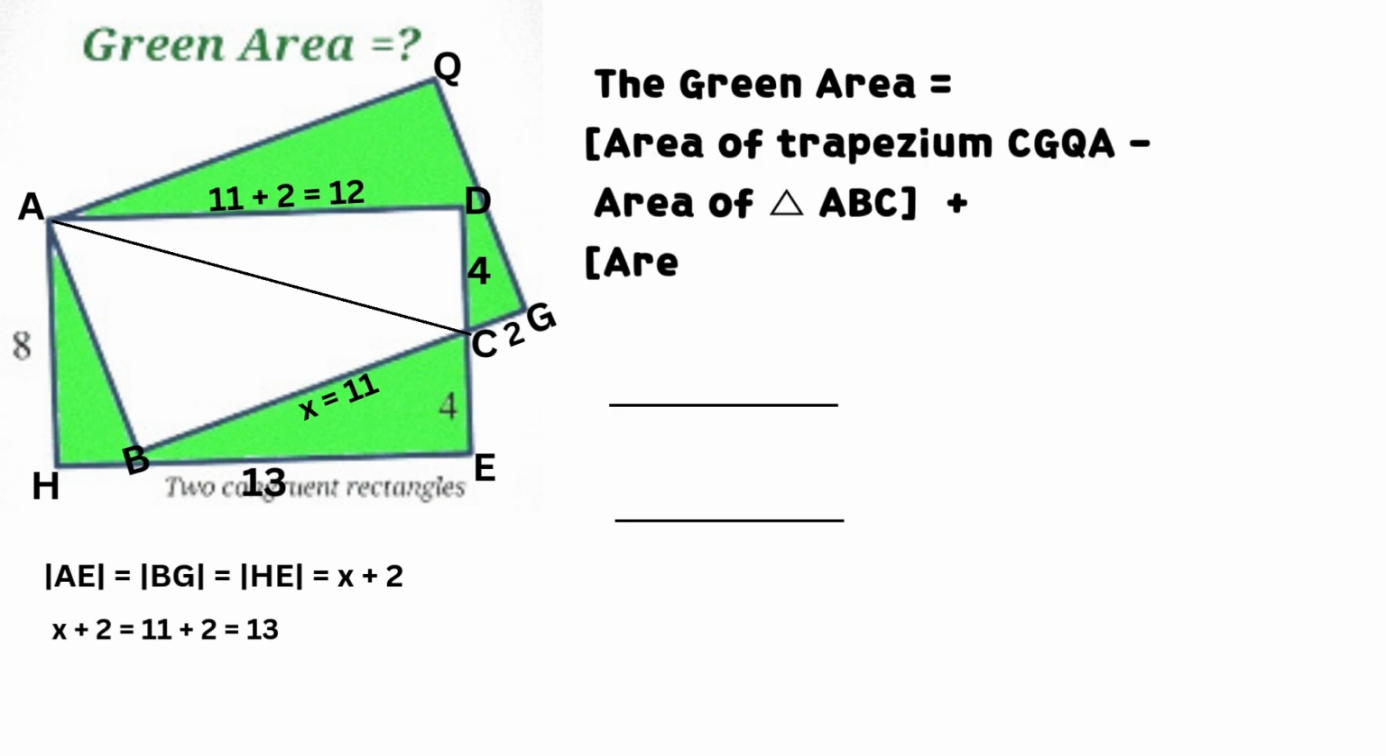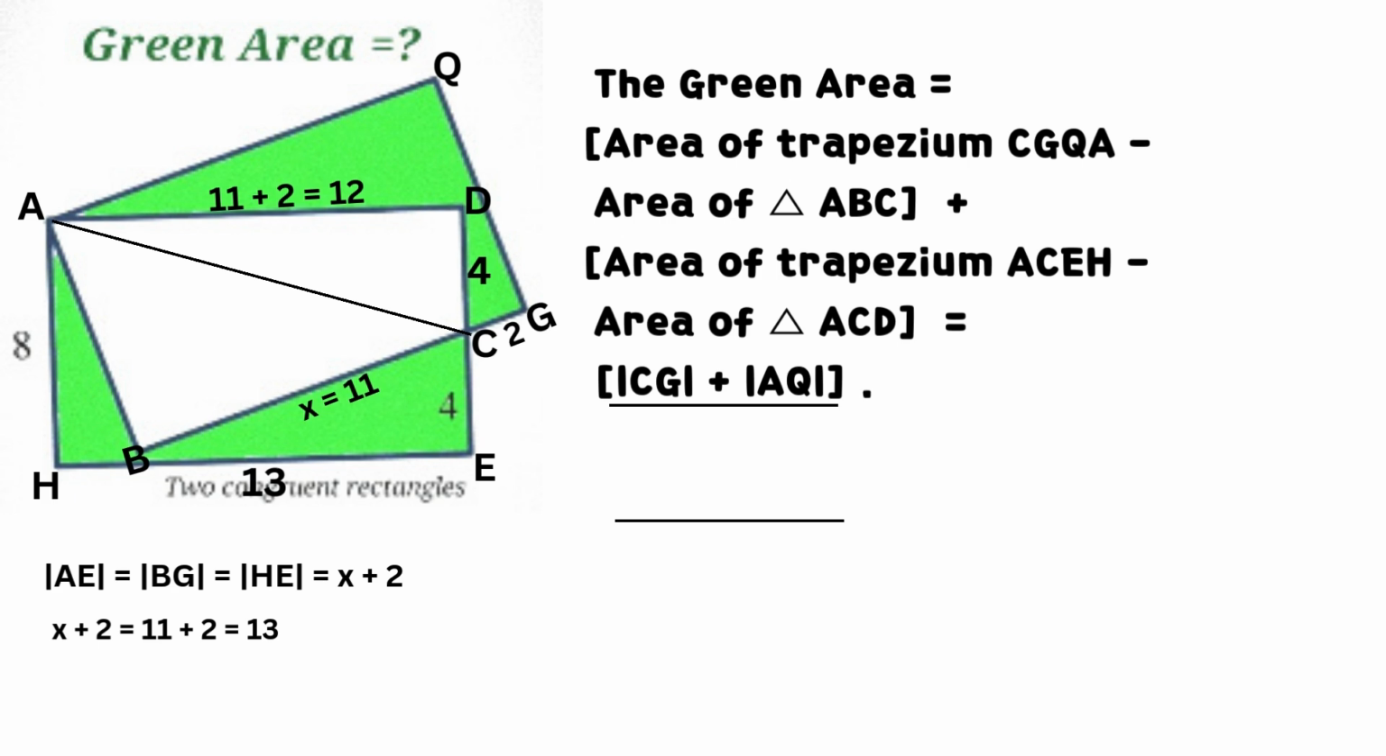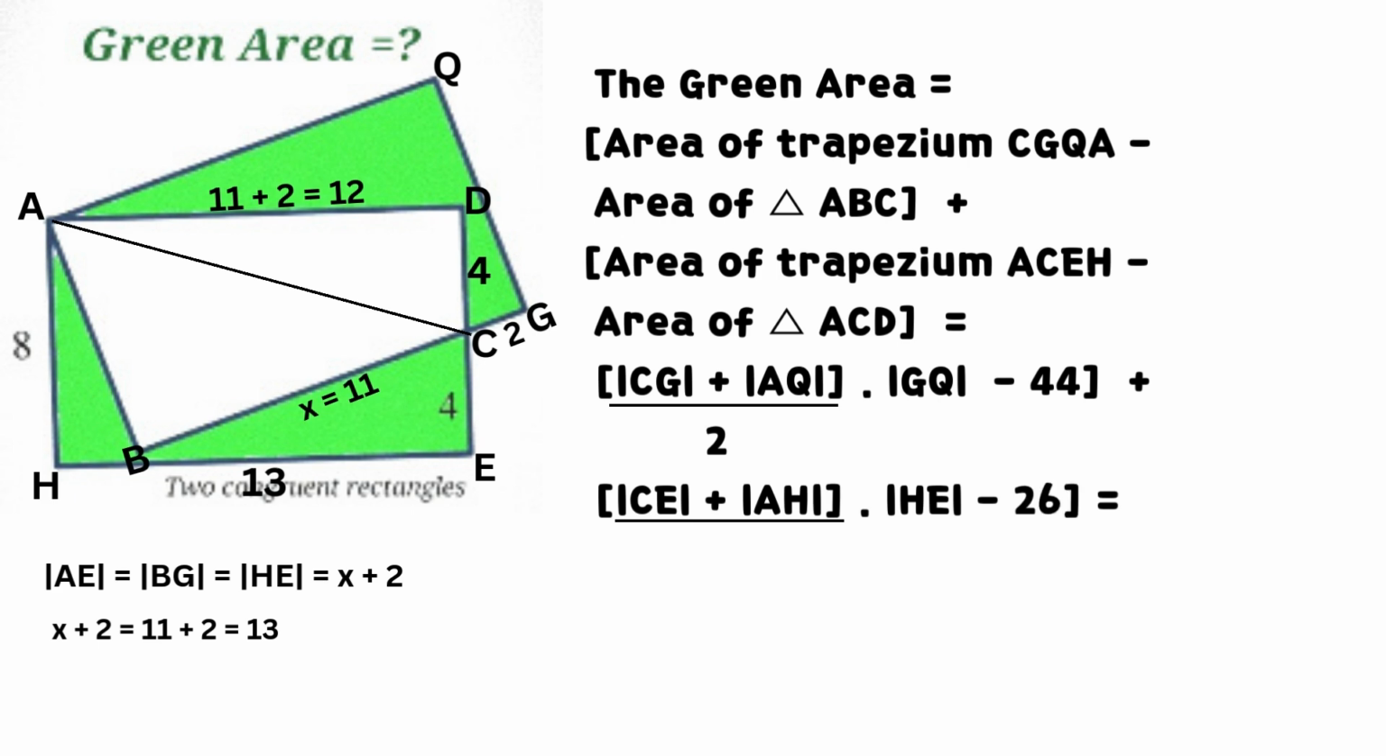The green area equals the sum of the area of trapezium CGQA minus area of triangle ABC, and the area of trapezium ACEH minus area of triangle ACD, which equals half the sum of line CG and line AQ times line GQ minus 44, which is the area of triangle ABC, and half the sum of line CE and line AH times line HE minus 26, which is the area of triangle ACD, as shown on the screen.